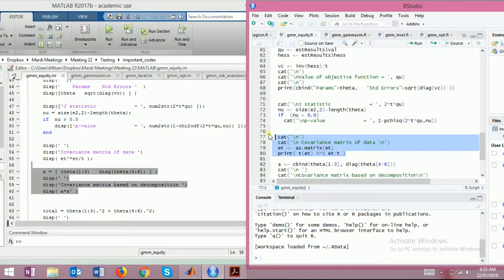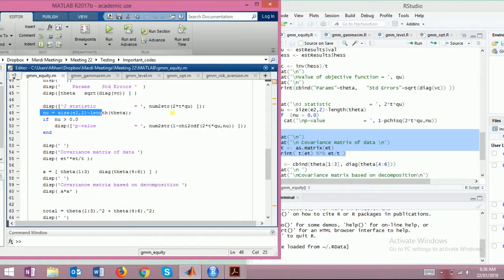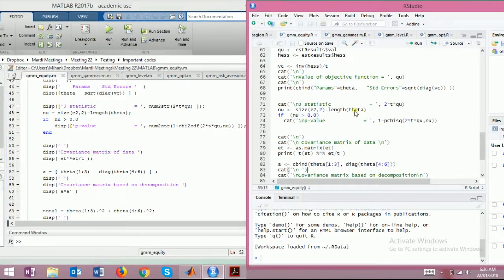Covariance matrix based on decomposition. The residual is now represented as a matrix. Covariance matrix A transpose is a covariance matrix. Covariance matrix of data is A transpose divided by T. Nu is 2 TQ, or the nu is simply size of E2, right? MATLAB size is here. Where is the size function? Let's see how nu is size, right?